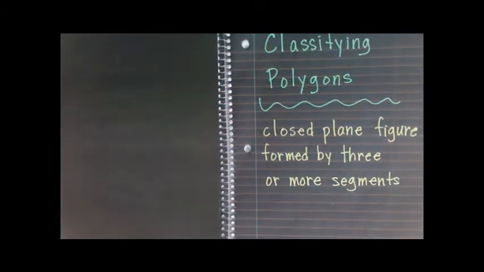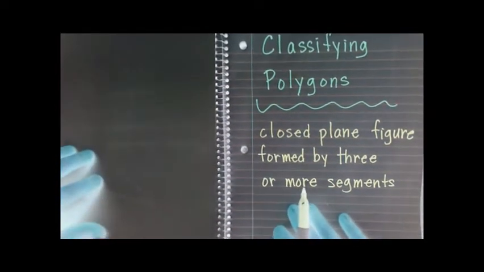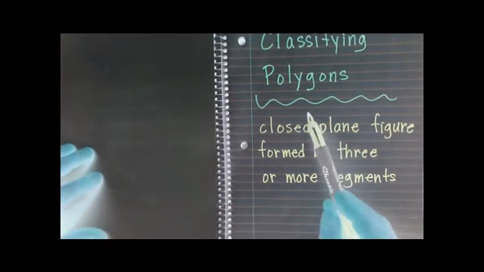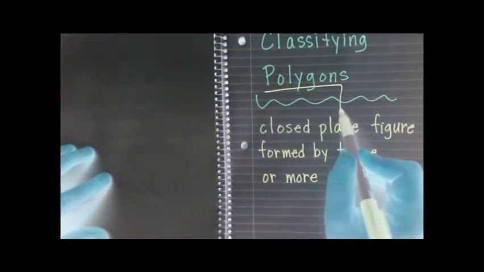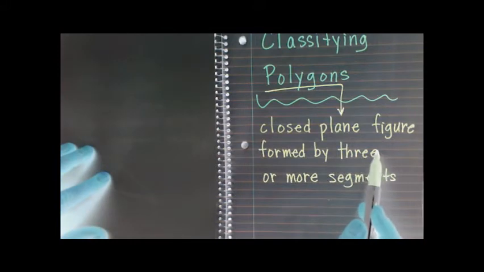Today it's Unit 9, Day 4. We're going to classify some polygons. And the first thing we need to know is what a polygon is. So a polygon is a closed plane figure formed by 3 or more segments.